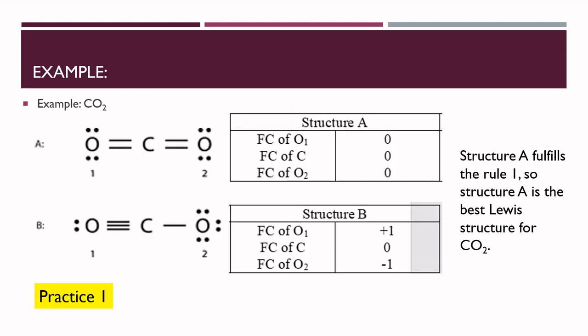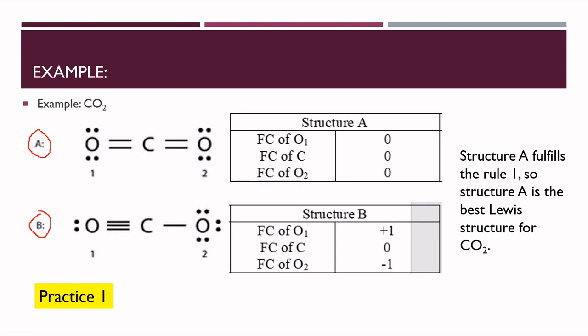Let's take a look at carbon dioxide, which has 1 carbon and 2 oxygens. This is resonance structure A, and the second is resonance structure B. If we look at A, the FC of oxygen 1 is 0, the FC of carbon in the middle is also 0, and the FC of the other oxygen is 0. When we look at structure B, the formal charge of oxygen number 1 is plus 1, the formal charge of carbon is 0, and the formal charge of oxygen number 2 is minus 1.